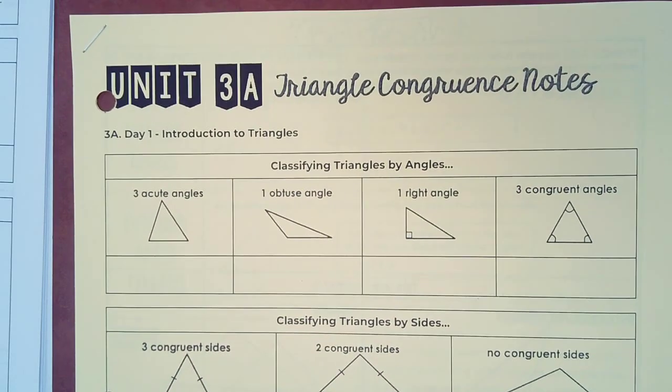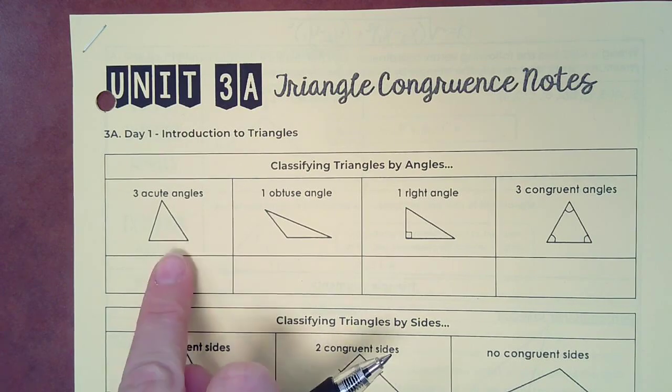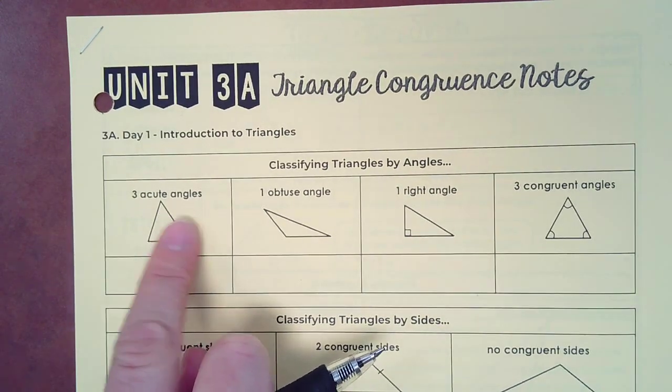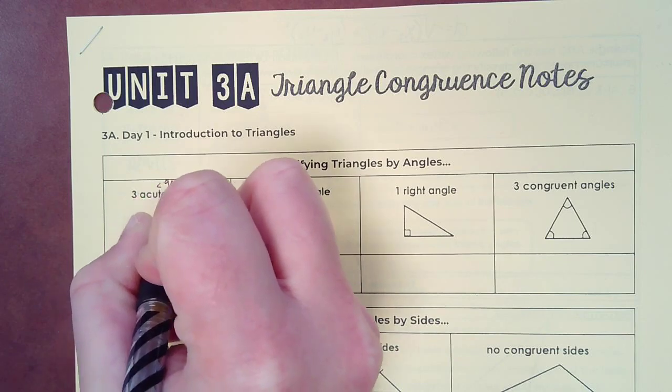Okay, let's begin Unit 3A, Day 1. This unit is all about triangles and congruency. So in Day 1, we're going to just do a little introduction to triangles. Most of this you have heard before. Some of it will be new. So a triangle that has 3 acute angles, acute meaning less than 90 degrees.